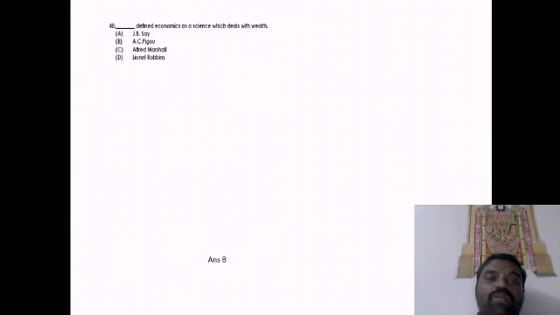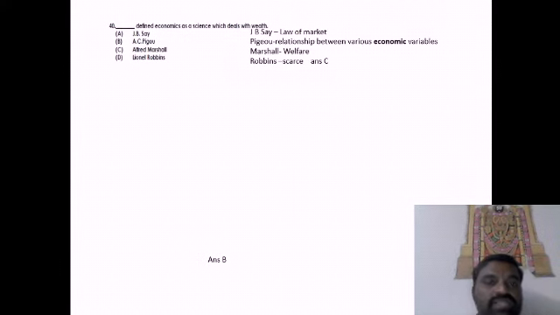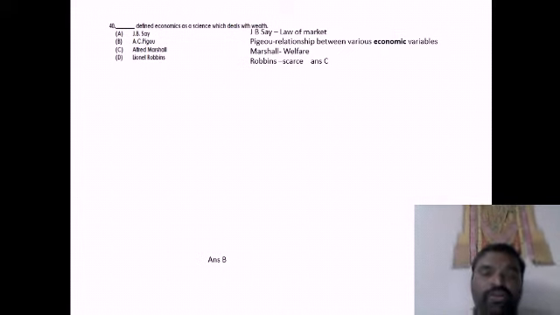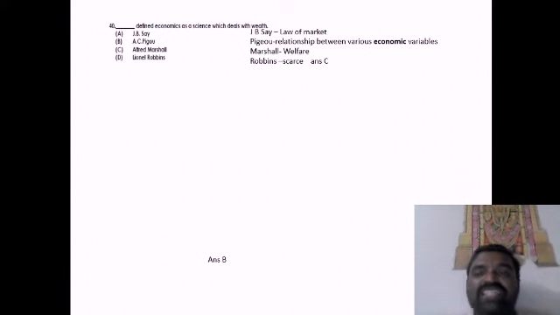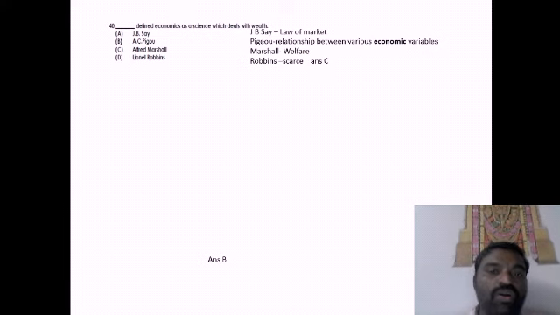Dash defined economics as a science which deals with wealth. Already we have seen here the other four economists, and I am going to explain them also. That is J.B. Say, he gave the law of market, and Pigou, he gave the relationship between the various economic variables, and Marshall gave the welfare definition, Robbins gave the scarcity definition. So answer is C.